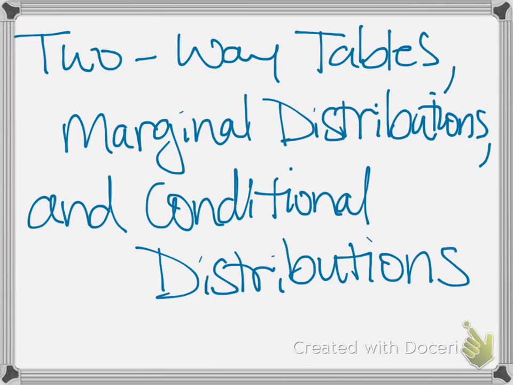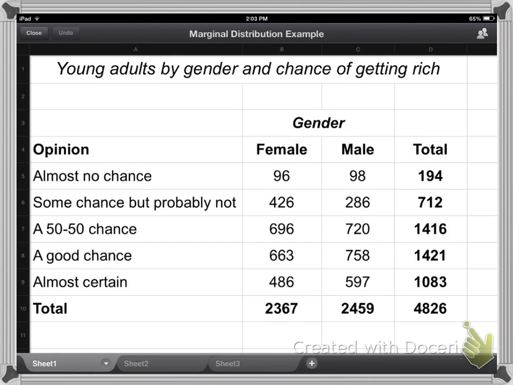And I think the easiest way to understand this is just to look at an example. So this is some data that I found in a statistics textbook where a group of young adults was surveyed and asked about what they thought their chance of getting rich was at some point in their life. So there were 5 different opinions that they could state, ranging from having almost no chance to almost certainly being rich within their lifetime. And then those responses were broken down by gender. And then that data was taken and organized into the table that you see.